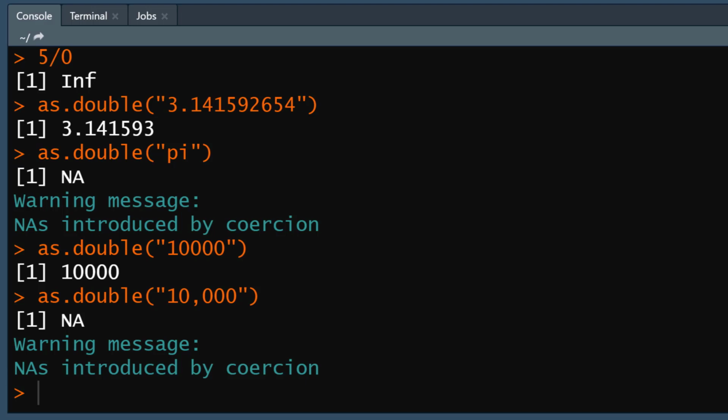The reason for this being is that different locales on different computer systems might use a comma as the thousands separator or the decimal separator. You need to be explicit about those things when R is converting numbers. And so here, since it doesn't know, it returns an NA instead.